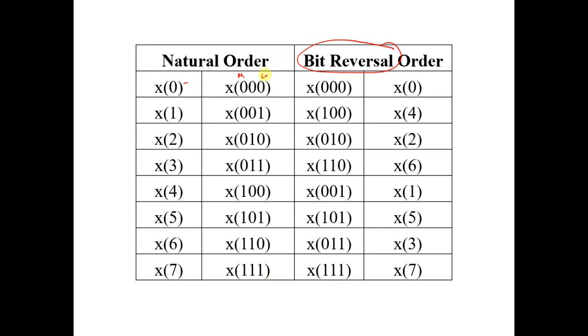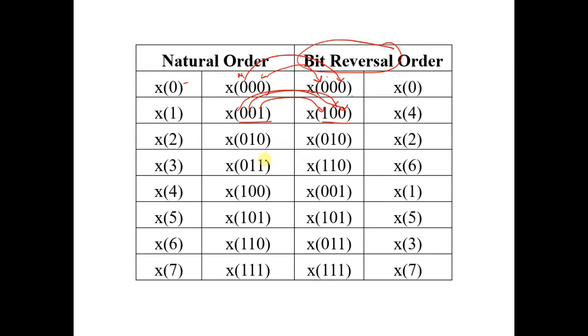So, the least significant bit would become the most significant bit, and the most significant bit would be the least significant bit. That means you are just reversing it. So, if you do that, 0, 0, 0 will remain 0, 0, 0. 0, 0, 1 would become 1, 0, 0, because the 1 has come here, then this 0 has come here, and the MSB has come here. Then 0, 1, 0 remains the same in both cases.